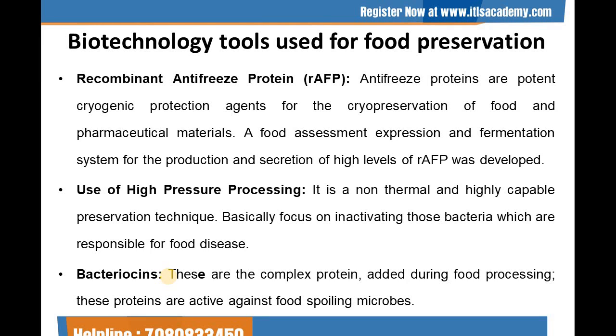Next is the use of high-pressure processing. It is a non-thermal and highly capable preservation technique. Basically, it focuses on inactivating those bacteria which are responsible for foodborne diseases. In this technique, high pressure, approximately 100 to 1000 megapascal, is applied to inhibit the bacterial growth without disturbing the texture, taste, nutrition, and mineral quality of the food. It is safe for both liquid as well as solid products.